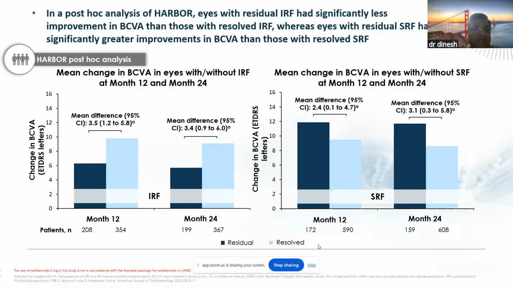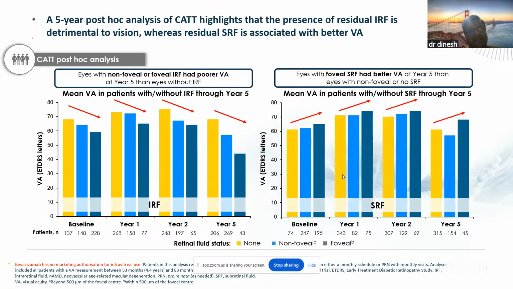Here in the Harbor post-hoc analysis, they are saying that whether it is month 12 or month 24, the difference in the BCVA between the residual IRF and resolved IRF is quite significant, whereas for subretinal fluid it is not so significant. Same in the CAT study, here we can see the post-hoc analysis, 5-year analysis, that the presence of residual IRF is detrimental to vision, whereas residual SRF is associated with a better visual outcome.